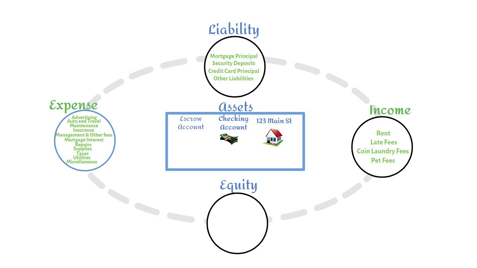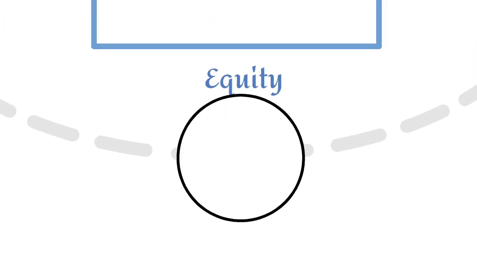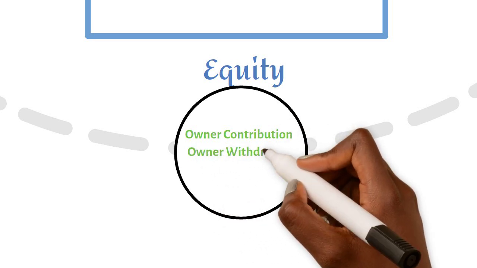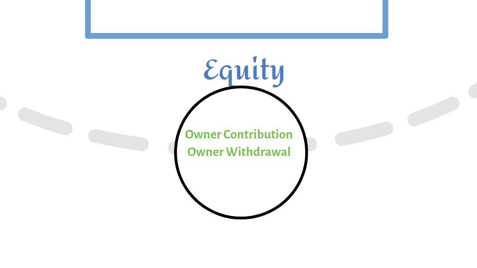Finally, the equity section we saw earlier: you as the owner of the business can contribute capital to the business, especially in the beginning. This capital will be entered as an owner contribution subcategory in the equity section. Later on, as the business matures and becomes profitable, you can also withdraw profits from the business to enjoy your life. This will be entered in the owner withdrawal subcategory of the equity section.